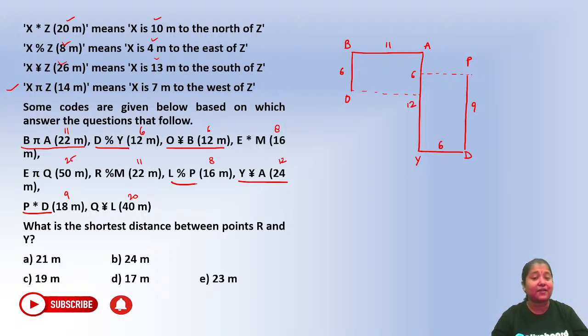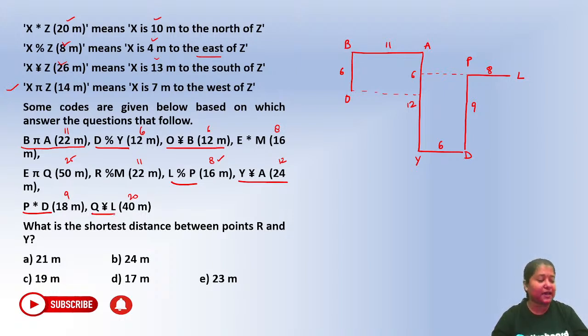Well, let's see. So L percentage. Percentage means what? East. So you can see L has to be towards the east of P. Let's say this is your L here. The distance between them has to be 8 meters. So let's draw 8 meters here. We have got your L also. ठीक है? उसके बाद देखो क्या दे रखा है.